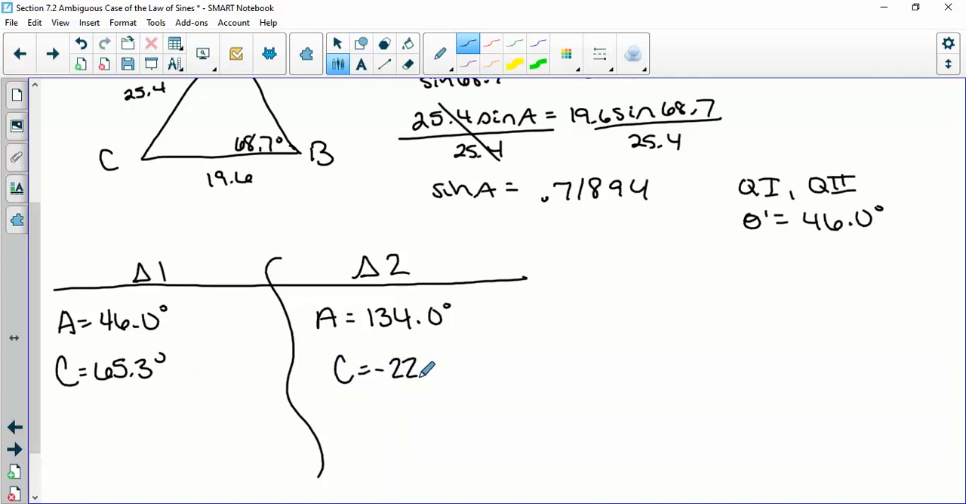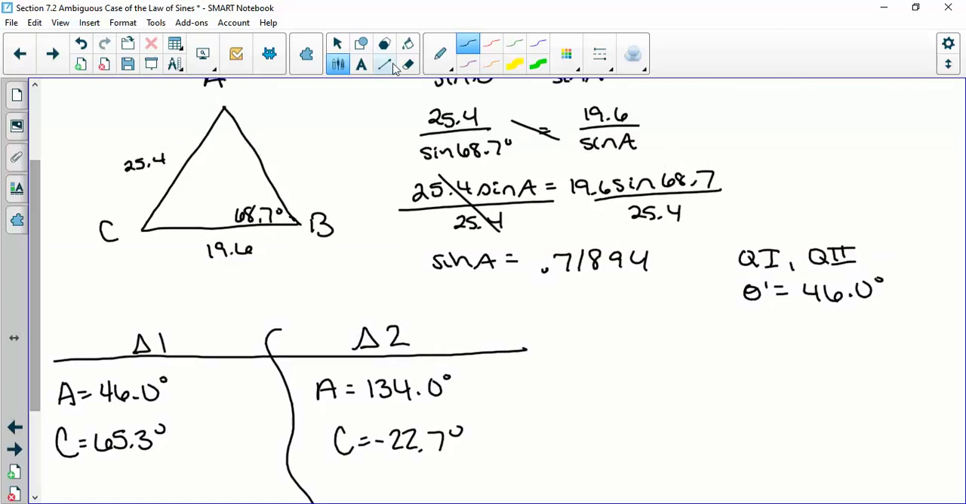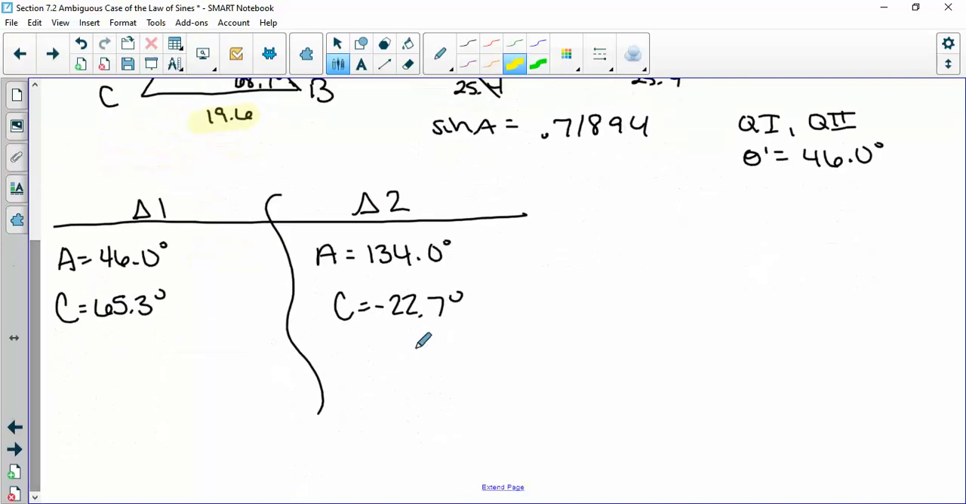Is that possible? No. You could have caught it also a step sooner when you got angle A to be 134. Just look between side A and side B, which one's bigger? Side B is bigger, so that means angle B has to be bigger. So A had to be less than that. But if you didn't catch it there, you sure catch it when you get a negative angle. So what we know is this second triangle doesn't work. So there's only one correct answer. So then all that's left is to find the missing side.